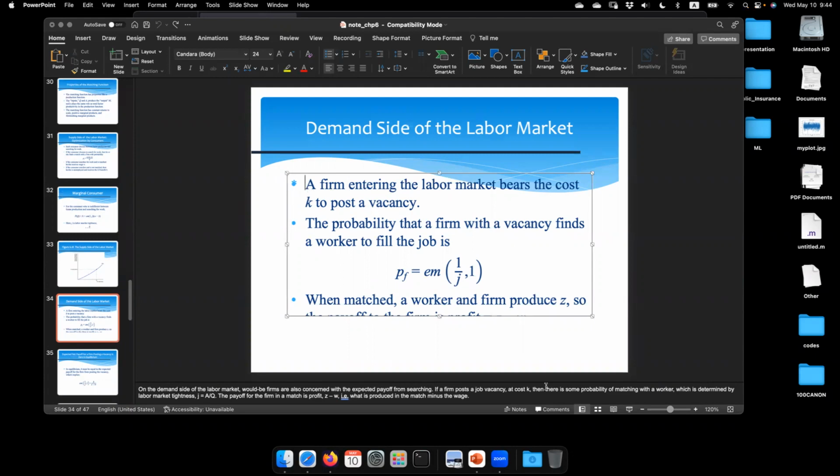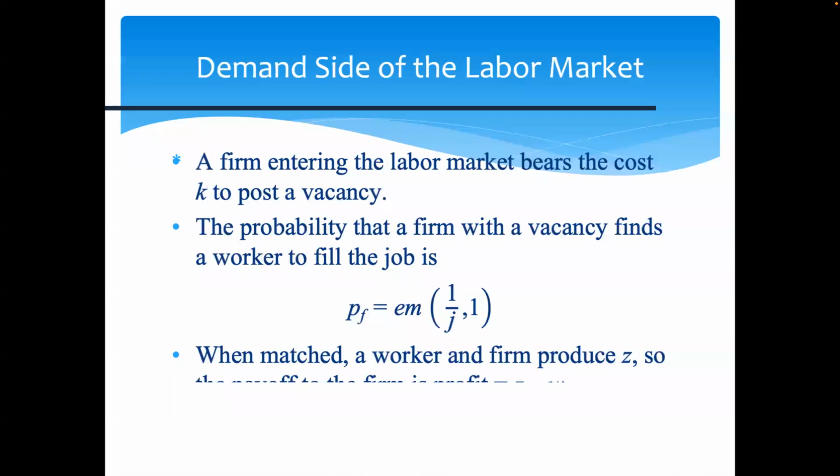The firm that enters the labor market is going to bear a cost K, which we already understand. K is like the cost of posting a job. Then the probability that a firm with a vacancy finds a worker is pretty much the same as I've shown before. However, here we divide by A, and this is different, because it comes from capital M divided by A.